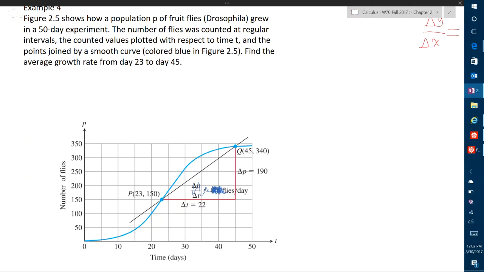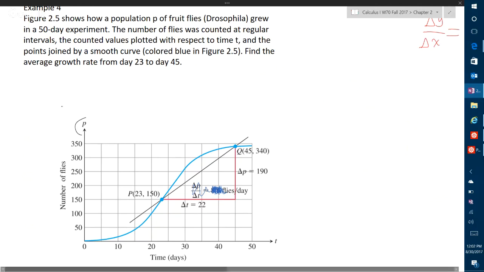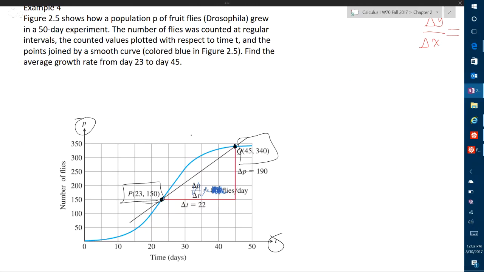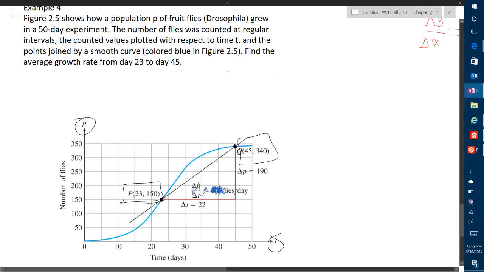They're asking us for the average, so you're already well versed in calculating average rate of change. What should I do to start this? This is my p-axis. This is my t-axis. The points at 23, this is a nice graph already created for us. I have 23, 150. And at 45, I have 45, 340. Is that enough information to calculate the average rate of change? Yes. All I have to do is take the change in the P, divide that by the change in the T.